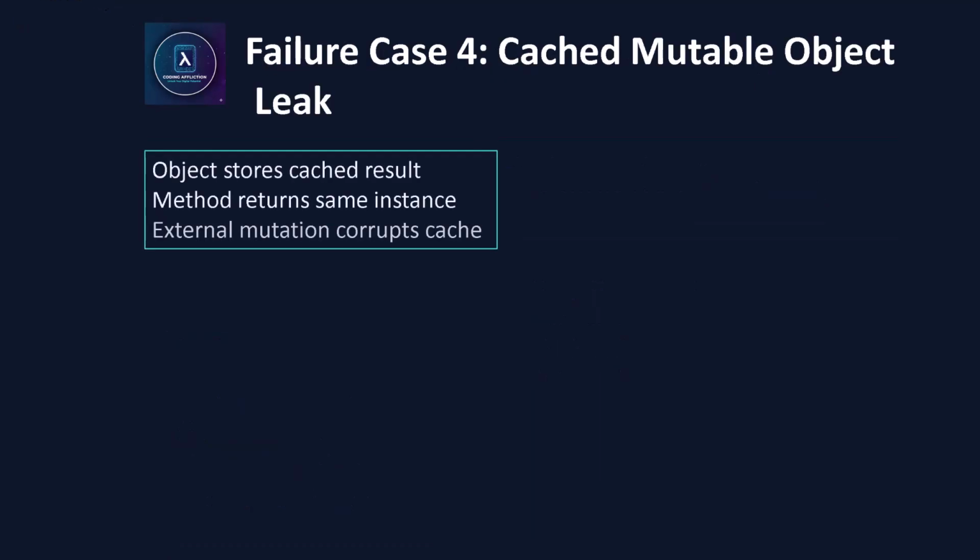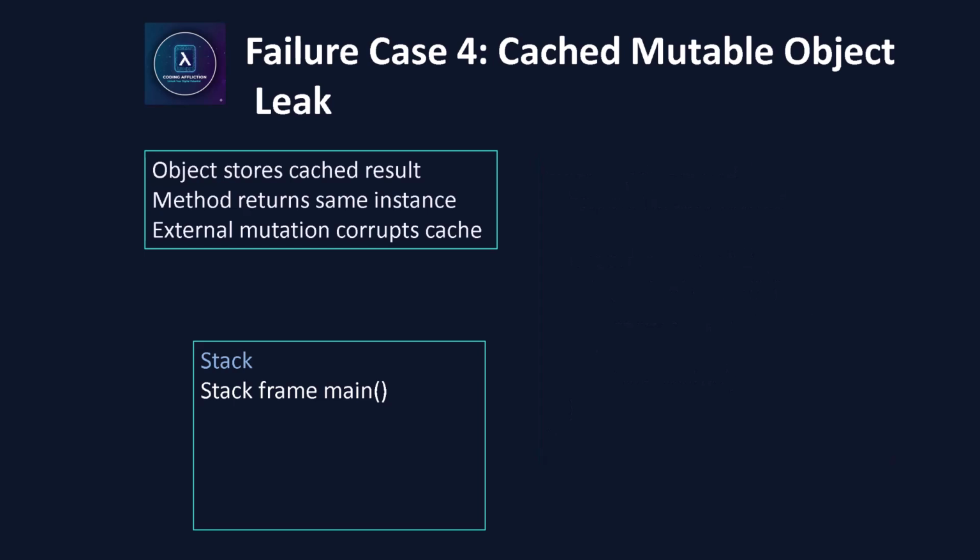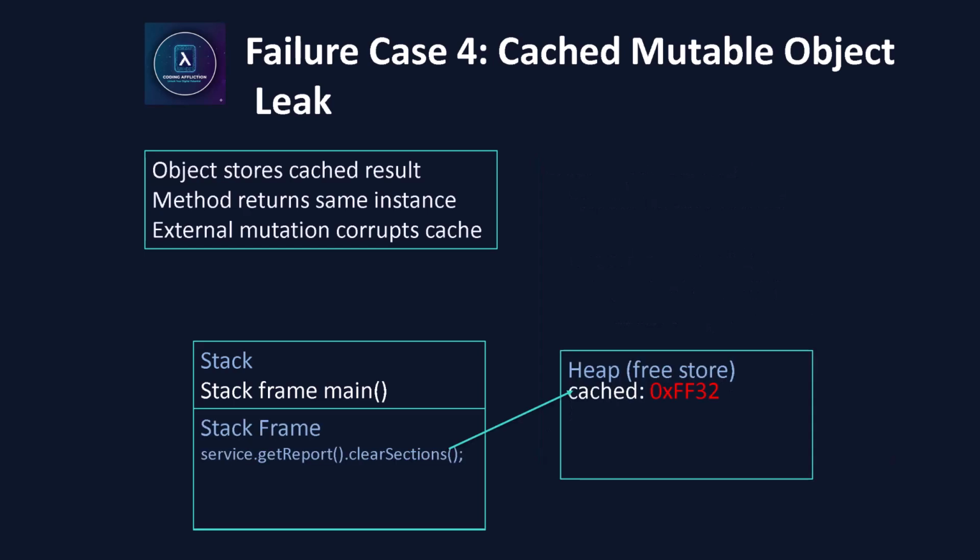This one is subtle. The object caches a result. GetReport returns the same heap object every time. Now imagine a caller does this. Service.getReport.clear sections. That mutation affects the cached object. Future callers now receive a corrupted report.